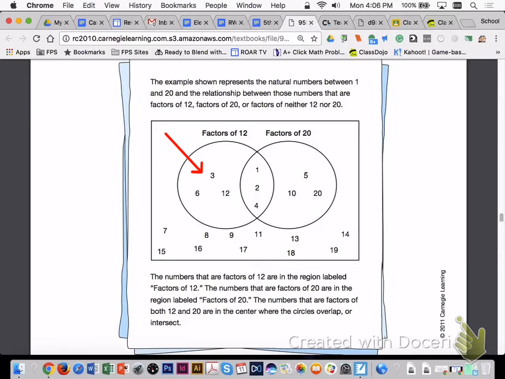The numbers that are factors of 12 are in the region labeled factors of 12. The numbers that are factors of 20 are in the region labeled factors of 20. The numbers that are factors of both 12 and 20 are in the center where the circles overlap or intersect. And finally, notice that there is no label for those numbers that are factors of neither 12 nor 20. If numbers do not fit into either category, they are outside of the circles but within the rectangle.